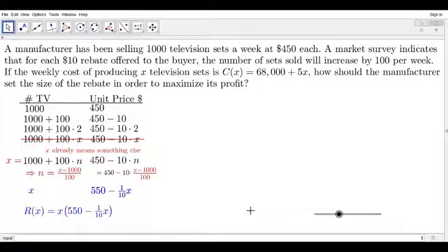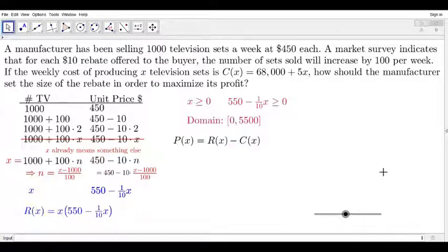And so the profit function, being the difference of revenue minus cost, is something that we could easily write down later. But just like other maximization, minimization problems, we have to identify the domain. So the number of TV sets sold x should be non-negative, greater or equal to 0. And of course the unit price should also not go lower than 0. So if you take the second inequality, you get an upper bound for the value of x. So the domain is 0 up to 5500.